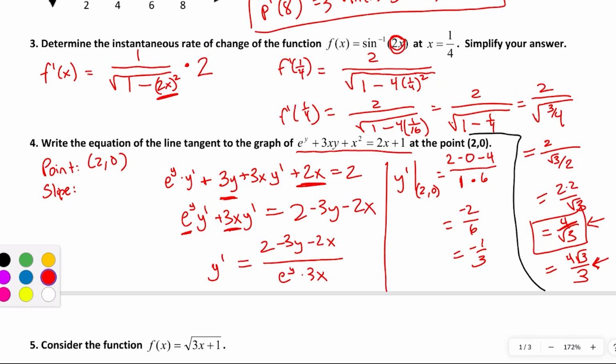Oops. Whoa. Let's back this up a little bit. This should actually be plus. Sorry about that. Because I've got e to the y plus 3x, not e to the y times 3x.